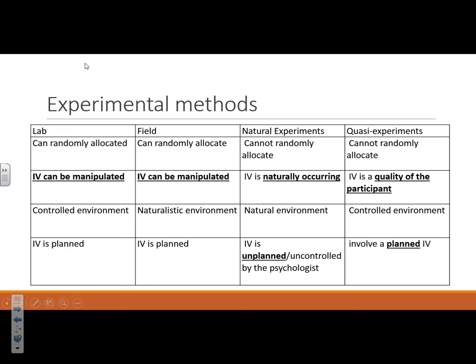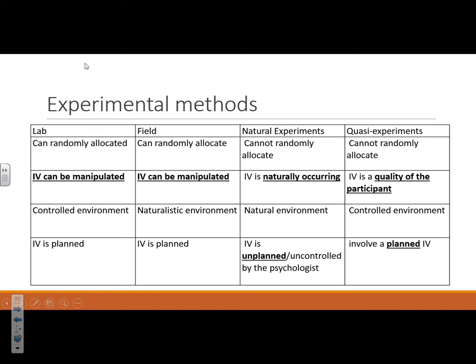So whereas a lab is a very, very controlled environment, a field is much more naturalistic and true to real life. And then the IV is planned. So again, we know exactly what's going to happen. We plan it, and that's the IV. Conduct the experiment. Natural experiments, these are different from both lab and field because you cannot randomly allocate.